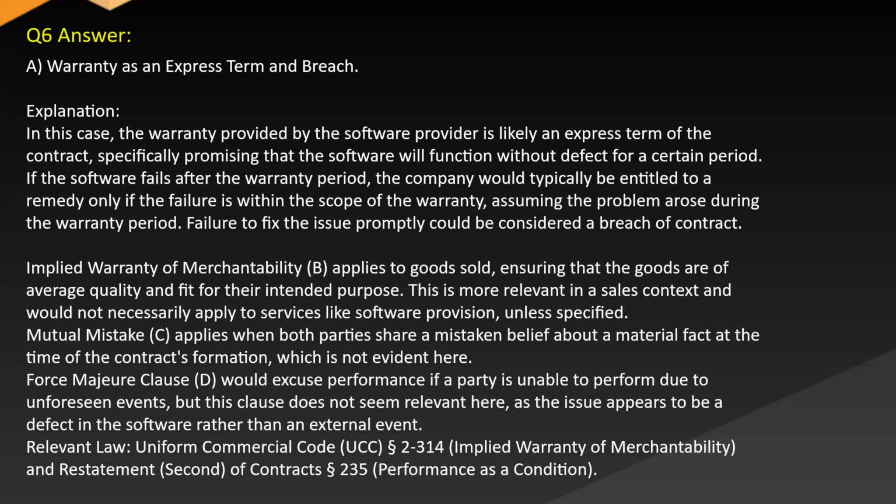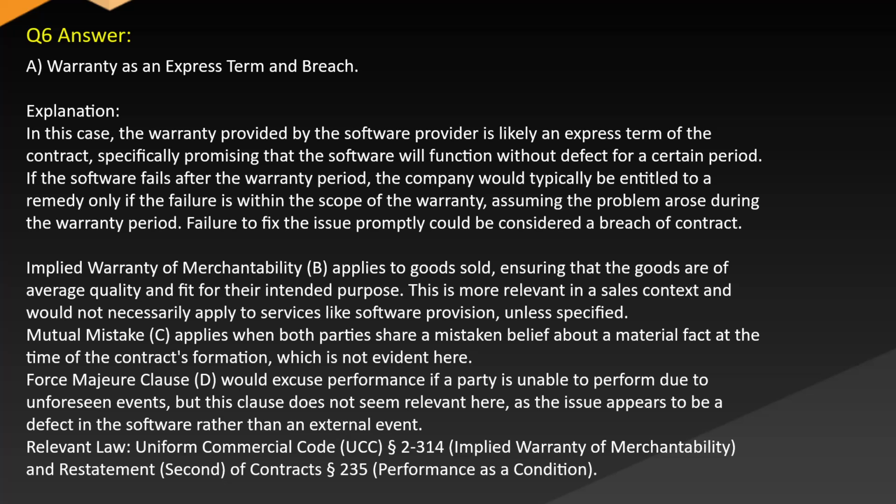B. Implied warranty of merchantability. Applies to goods sold, ensuring that the goods are of average quality and fit for their intended purpose. This is more relevant in a sales context and would not necessarily apply to services like software provision unless specified. C. Mutual mistake. Applies when both parties share a mistaken belief about a material fact of a contract's formation, which is not evident here. D. Force majeure clause. Would excuse performance if a party is unable to perform due to unforeseen events, but this clause does not seem relevant here, as the issue appears to be a defect in the software rather than an external event.